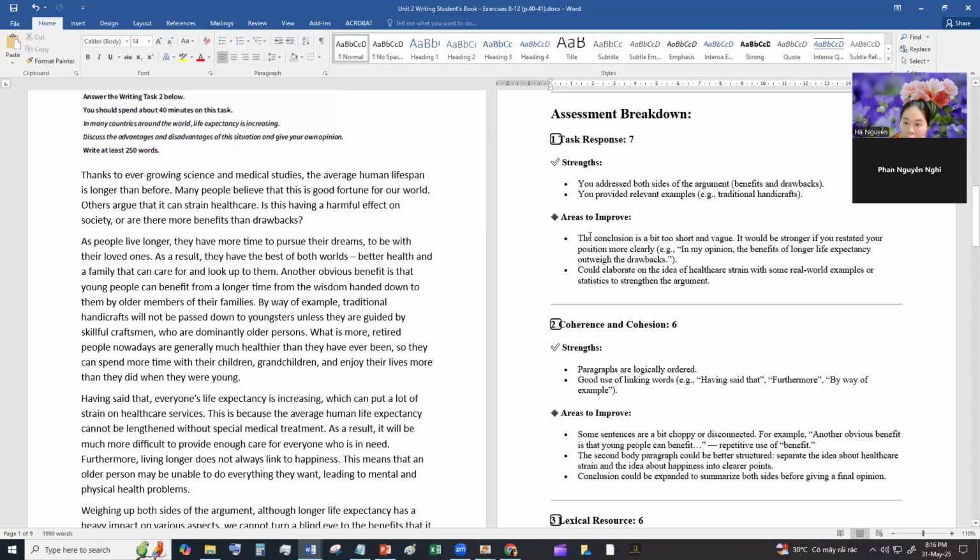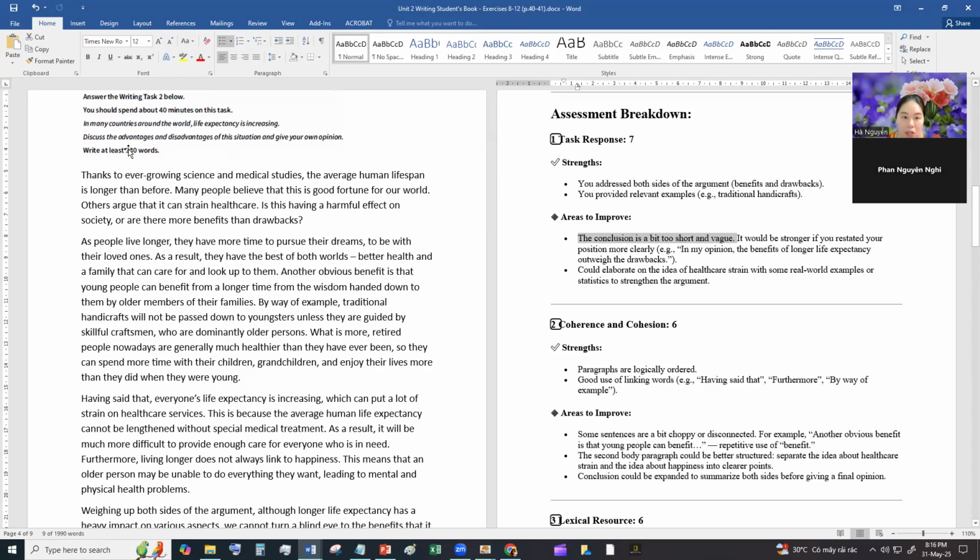However, the conclusion is a bit too short and vague. Why? This is because the task asks you not only to discuss the advantages and disadvantages of this situation, you also have to give your opinion. So in fact, there are 3 things you must do in this essay. Number 1, you analyze, point out, explain, and give examples for the advantages.